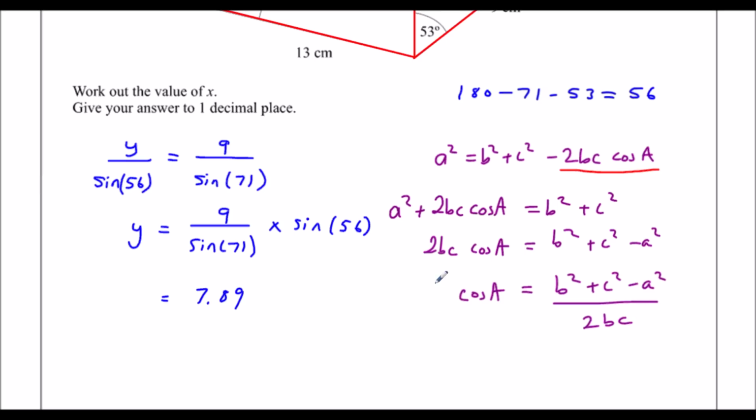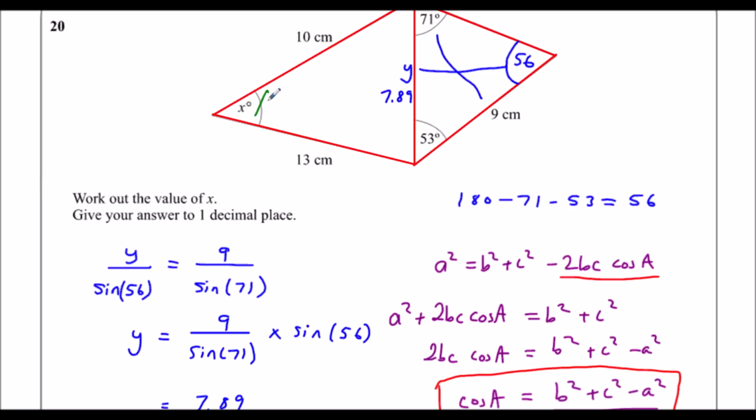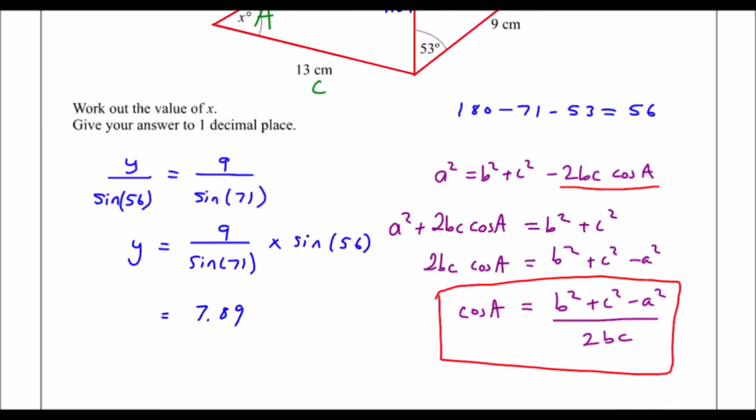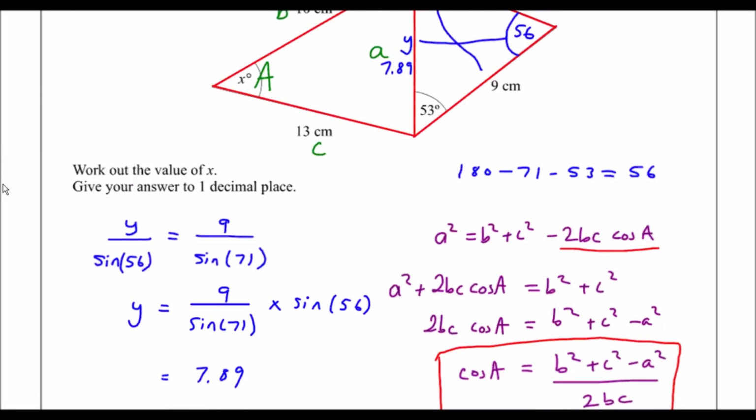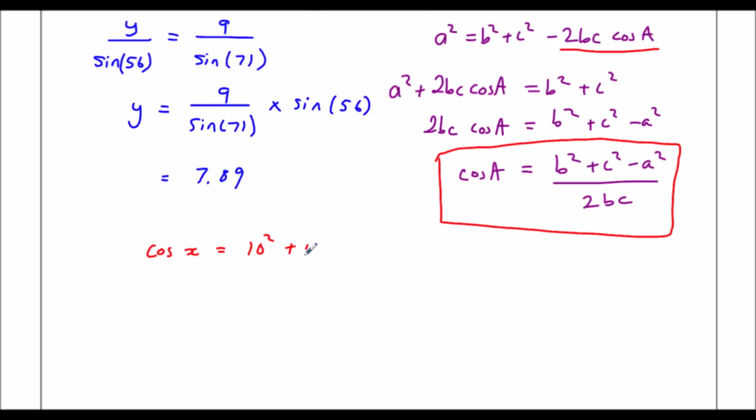So you could remember this as well. This is the cosine rule to find an angle. So it's big A, our angle. Our little a is opposite, and the other two are b and c. So we have cos x is b squared plus c squared. b and c are 10 and 13, either way round. Minus our a squared, that was our last answer, over 2 times b times c.